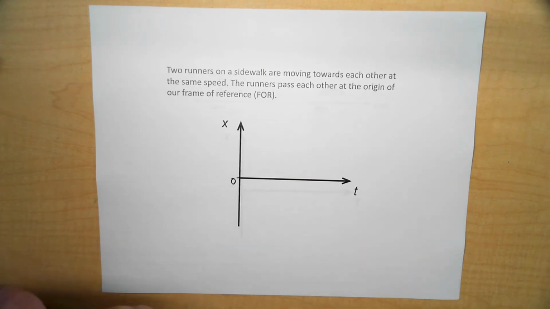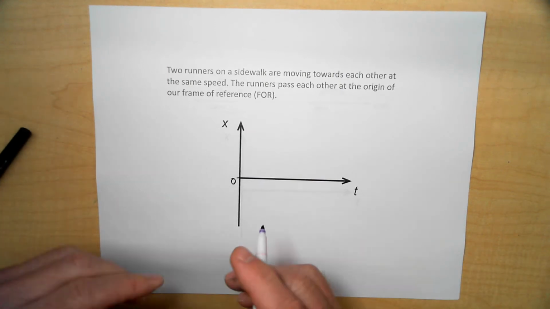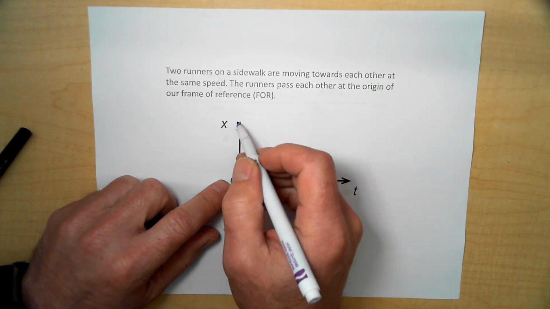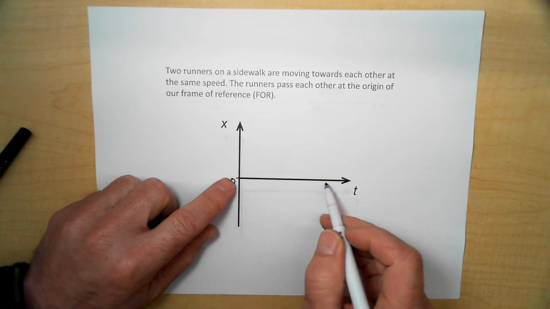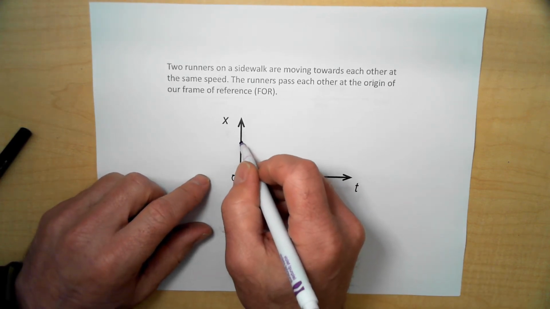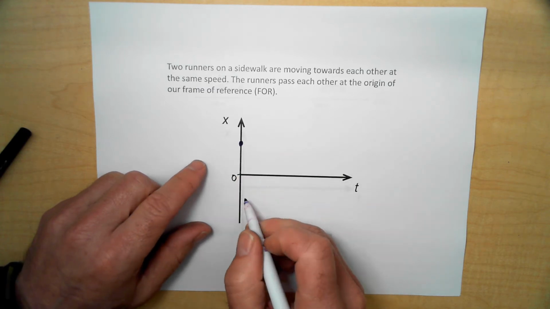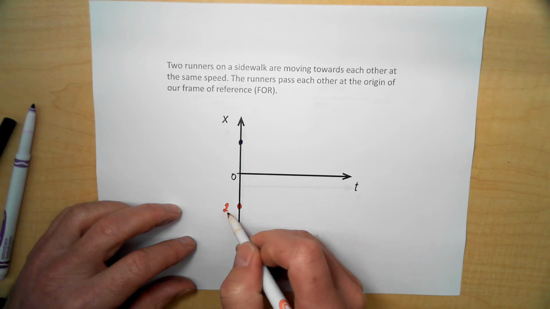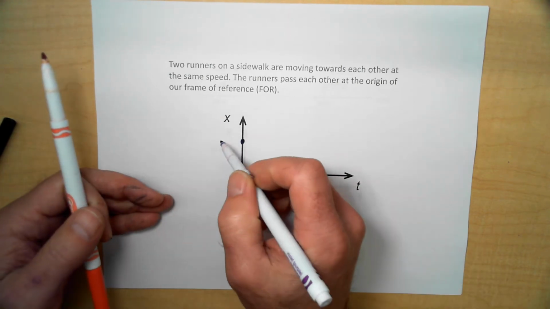Okay, here's why. Well, because they can't. This is the position axis, you could say, or represents the position, and this is time. At the beginning, they can't be. So I'm going to say, here's one runner. I'll call it 1 and 2. And here's the other runner. So this guy's going to be number 2, and this guy's going to be number 1. Right?